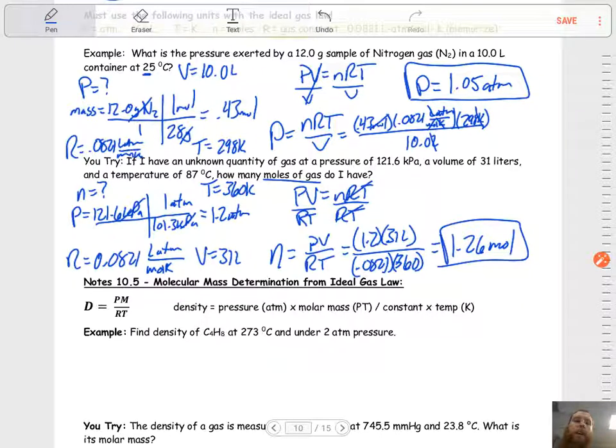All right? So go on to video 10.5 before you go on to practice 3, because what we're going to use in 10.5 will also be on your practice number 3.